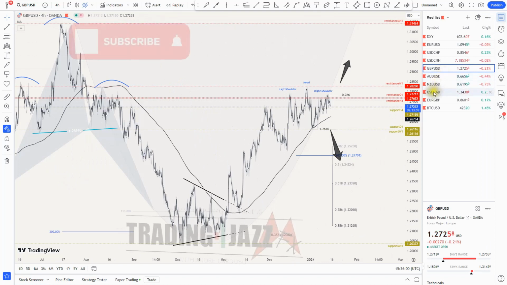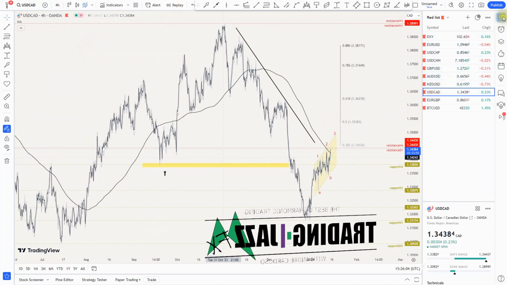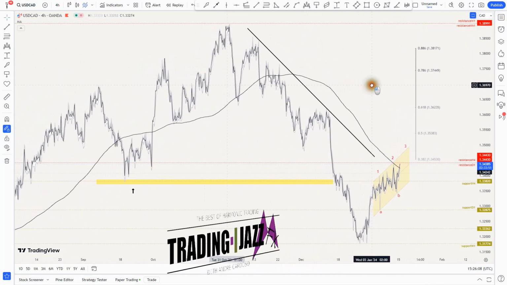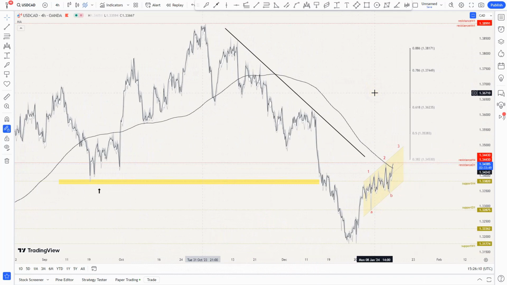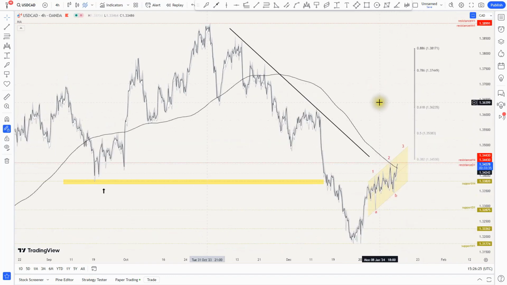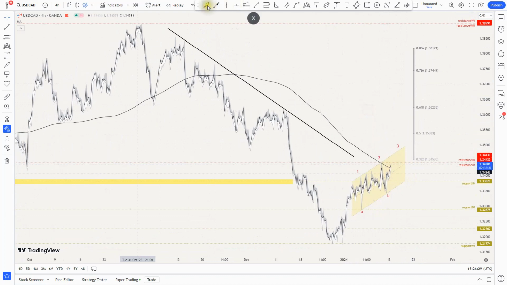Moving forward, we already covered the Aussie and the Kiwi. Let's move forward to the dollar versus the Canadian. One of the patterns that I'm tracking and waiting for is the three drives pattern formation. I need a new higher high. We have nice signs of divergence until now. Let's wait and see. But a new higher high may help the formation of this pattern.